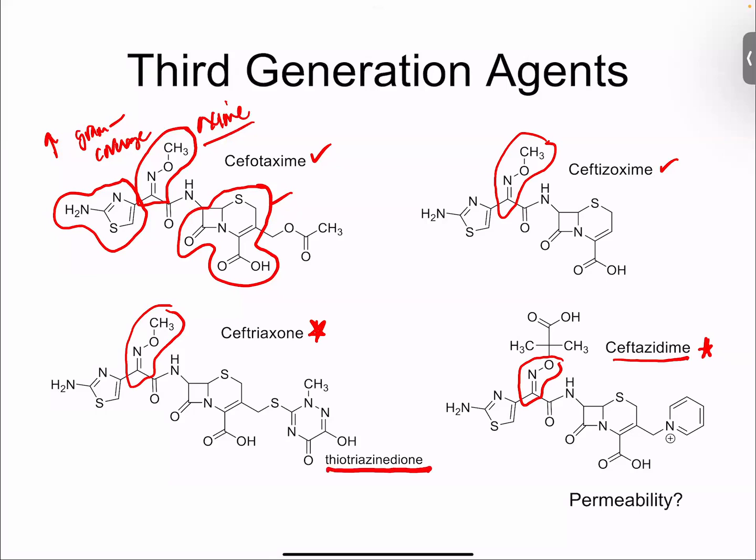This thiotriazine dione ring system coming off the 3 position in ceftriaxone doesn't really do much for decreasing hydrolysis by beta-lactamases, doesn't really do much with regard to coverage, but what it does do is modulate the half-life of this drug. So we have an increased half-life as a consequence of that ring. And that's important because then you can get away with every 24-hour administration with Rocephin for the majority of infections in the majority of patients. Okay.